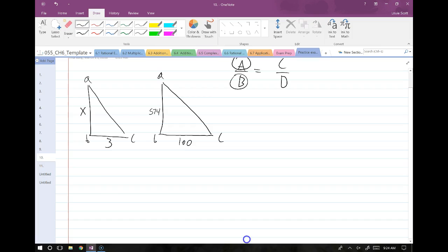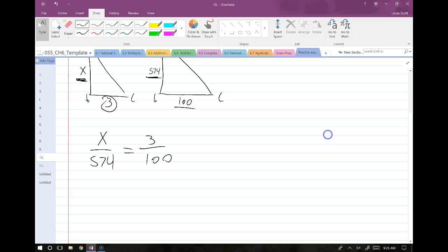So we have X over here on this leg over 574 on its corresponding leg is equal to 3 over its corresponding leg, 100. Okay, so now all I need to do is multiply both sides of this equation by 574. And that's going to give me x equals some decimal number, I think. Actually, that's not too bad.